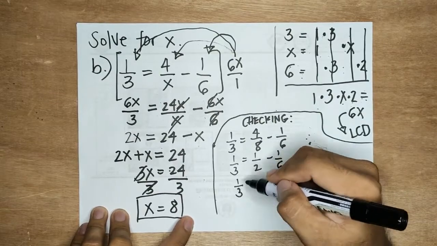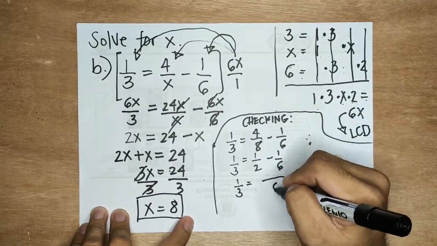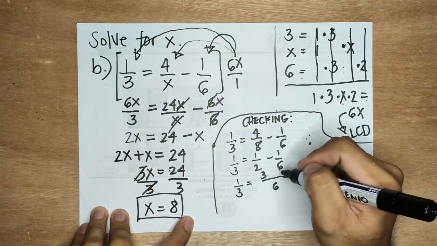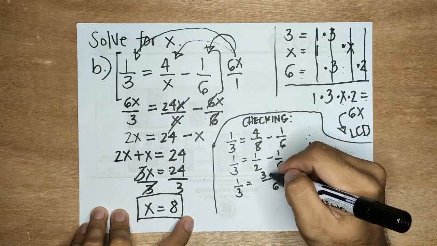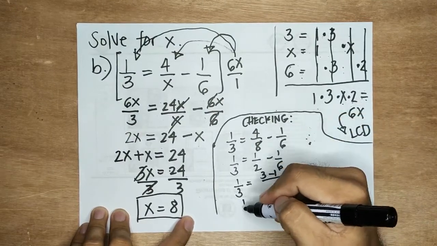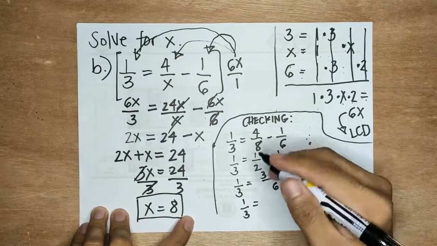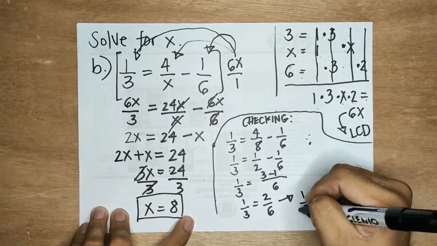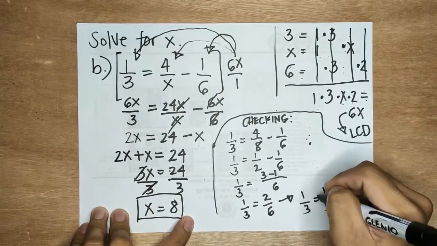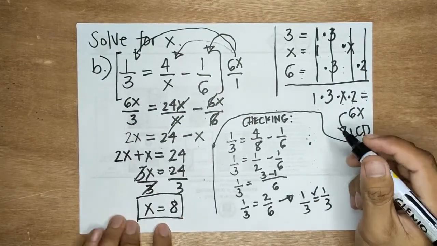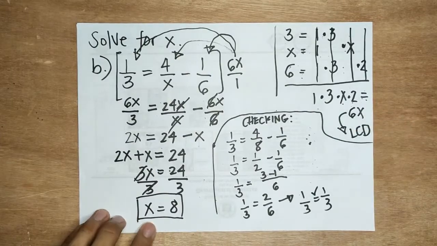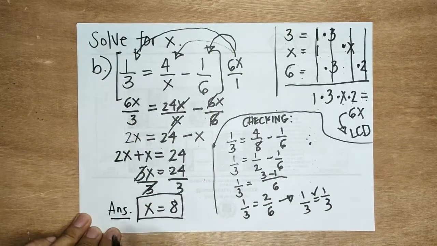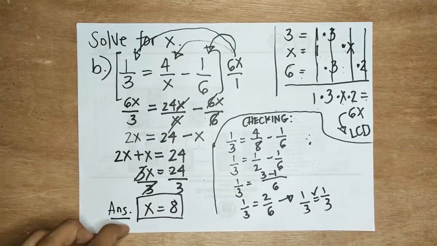So we copy 1/3, and then the LCD here is 6. 6 divided by 2 is 3, 3 times 1 is 3. 6 divided by 6 is 1, 1 times 1 is 1. So minus 1 here. We have 1/3 is equal to 3 minus 1 is 2 all over 6. Or this can be written as 1/3 is equal to 1/3. Since we arrive in a true statement, sure na tayo na si 8 ay solution ni equation B. This is our answer. Okay?